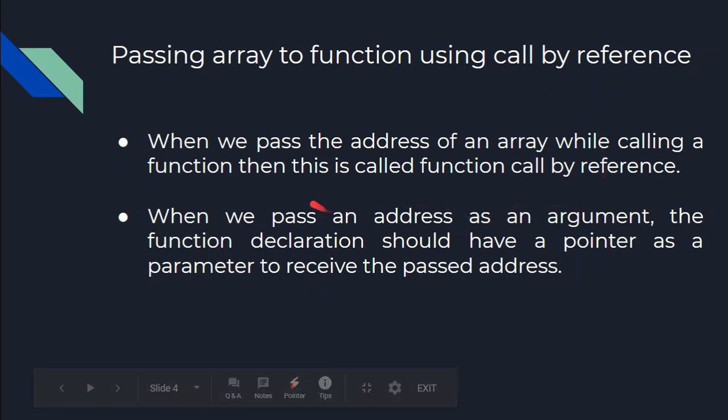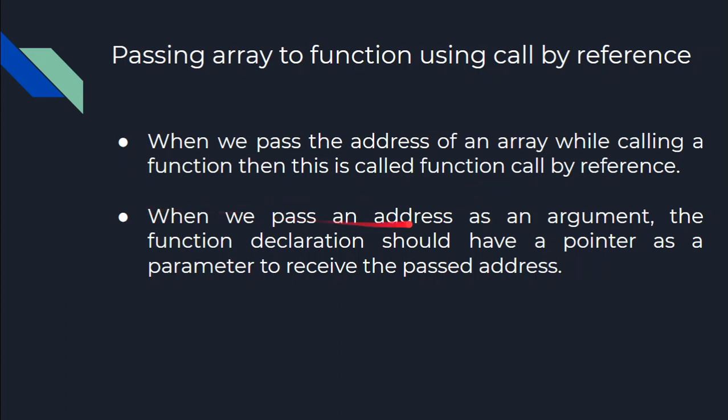So what is call by reference? As the definition is given over here, when we pass the address of an array while calling a function, that is called call by reference. That means in the function call, within the brackets, the parameters will use an ampersand symbol. That is called the address of an array.